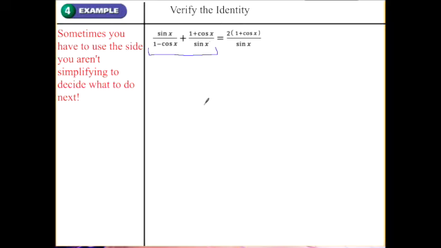So I'm going to start by trying to get a common denominator, and then I'll be able to combine these two fractions together. So I don't know. I think that the easiest way to get a common denominator is to multiply these two denominators together. So I'm going to multiply the top and the bottom of this fraction by 1 minus the cosine of x.